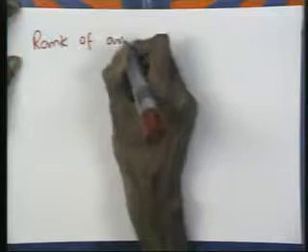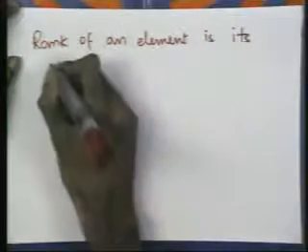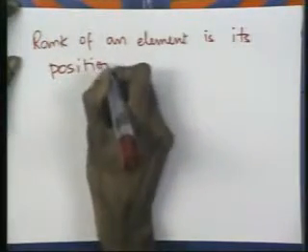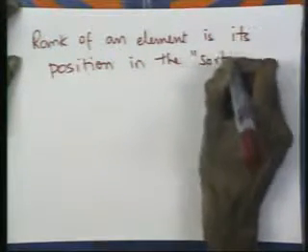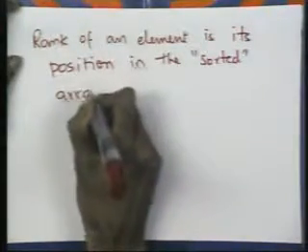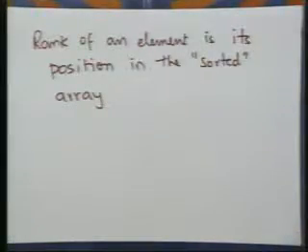Okay, so let me make a few definitions just to set the ball rolling. The rank of an element is its position in the sorted array. So given an array and an element, to find the rank of this element, sort the array, and the position of this element in the array is its rank.